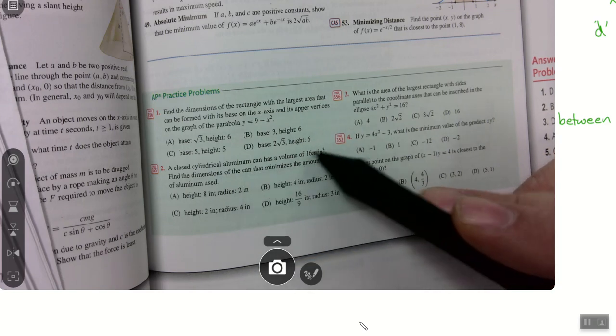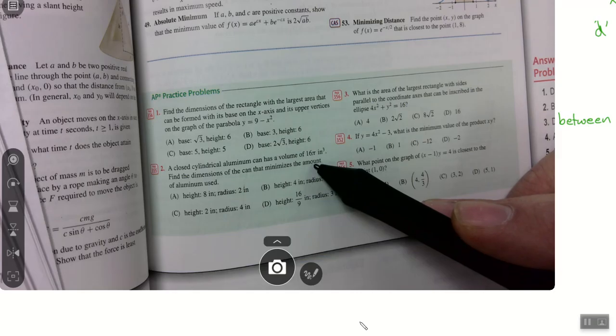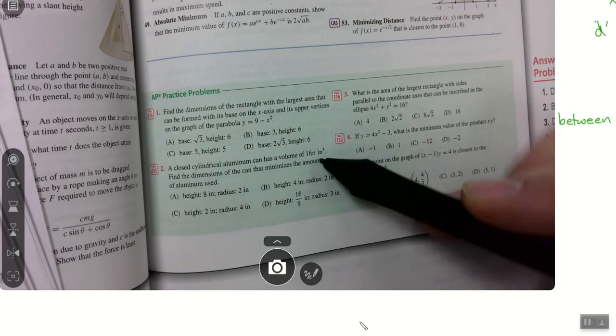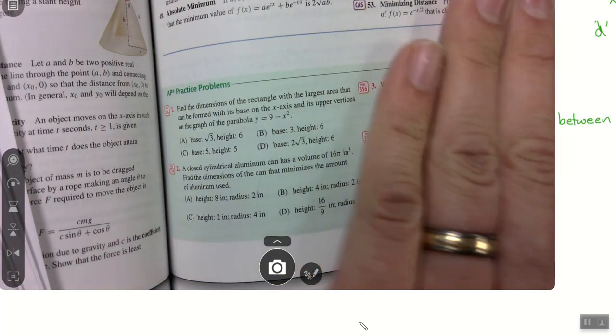On 2, we have a closed aluminum can. It's a cylinder. Here's its volume, and we're looking to try to minimize the amount of aluminum. What's the height that you found? Or what letter did you choose would also be acceptable? Should we look at this one? Okay, so you are correct, just so you know. Yep, but let's check it out.